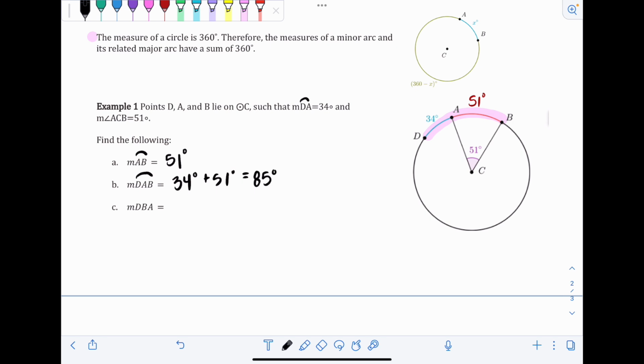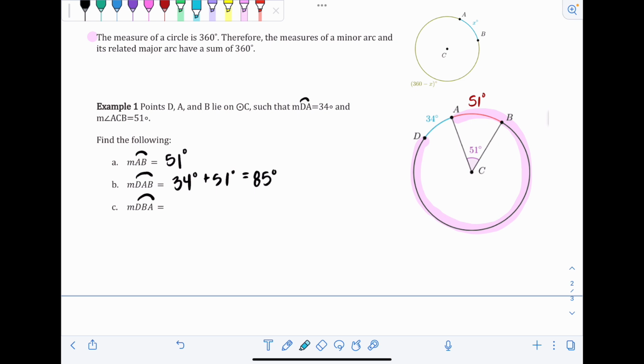And then if we want to find the measure of arc DBA, notice it's the same letters. It just switched the order a bit. So we have to pay attention to what direction we need to go. So we're starting at D, and then the next point we hit is B. So we're going this way. And then after B, we hit A. So it changes the direction. So that's the major arc from D to A.